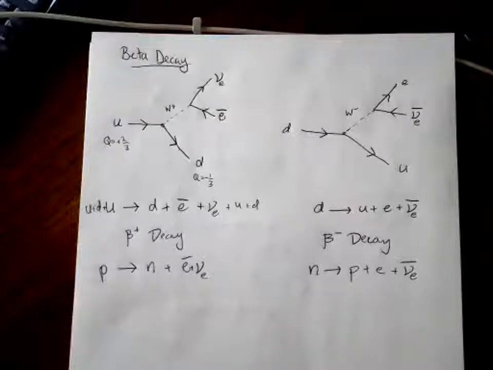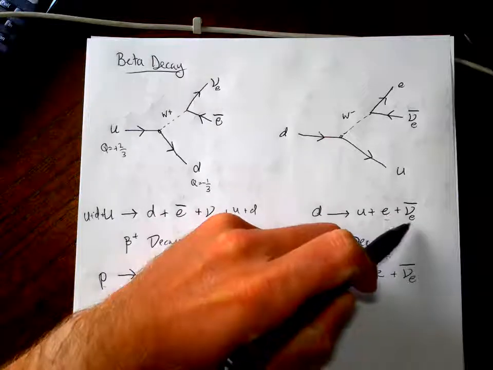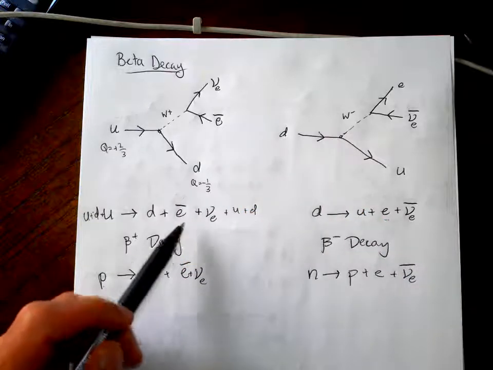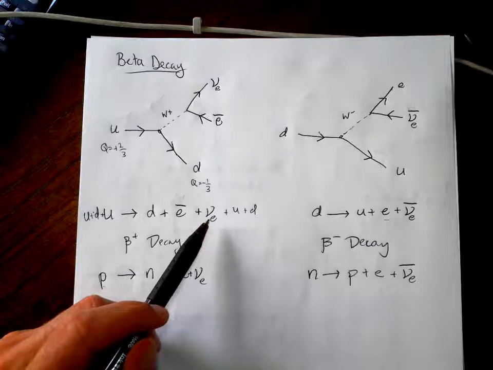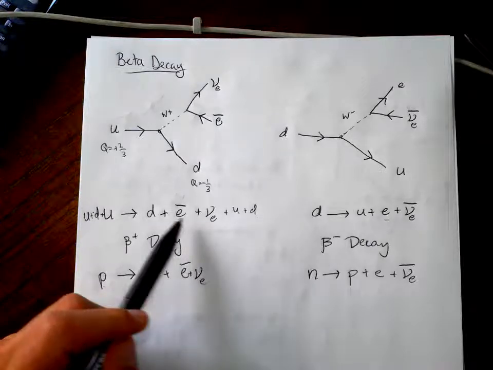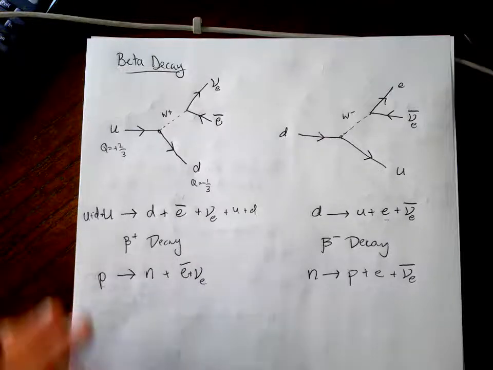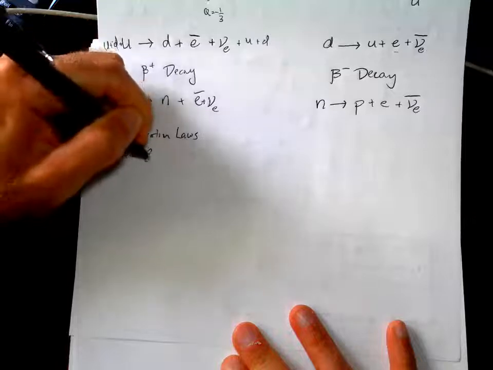Let's see. Yeah, so one thing to remember with beta decay is that you always get a lepton and, for example, an electron and an anti-electron neutrino, or you get an anti-electron and a regular electron neutrino. So one is always going to be a particle and the other one is going to be an antiparticle. Okay. Let's talk about elementary particle reactions.